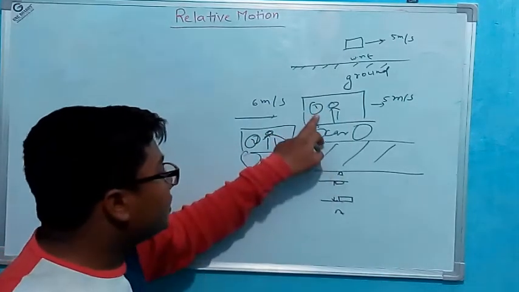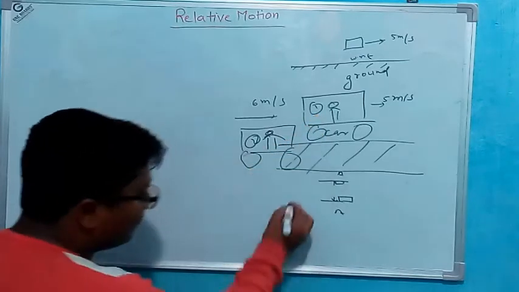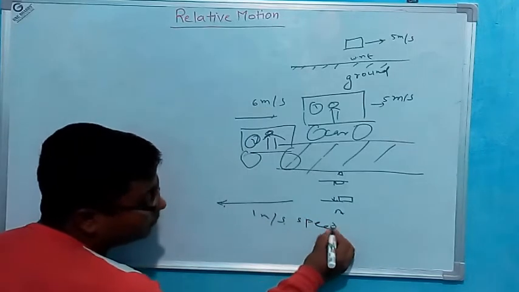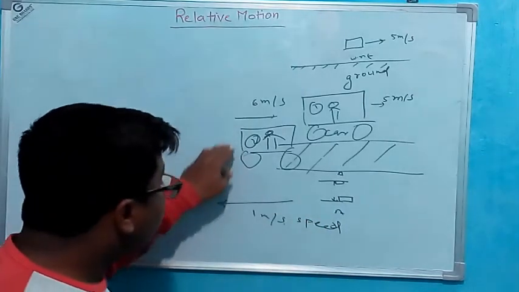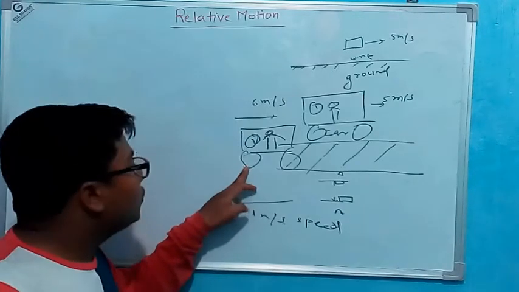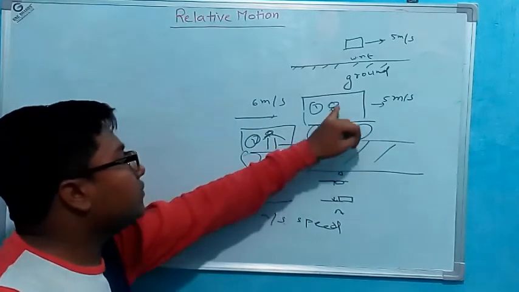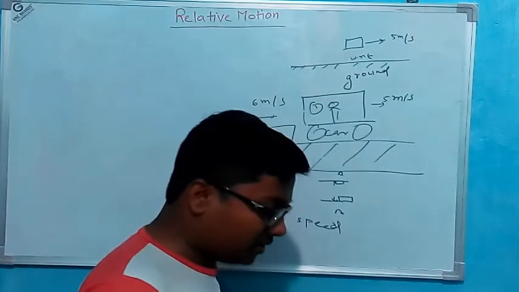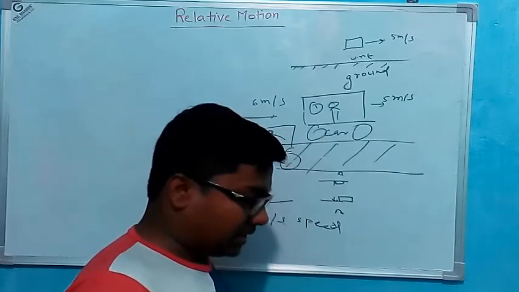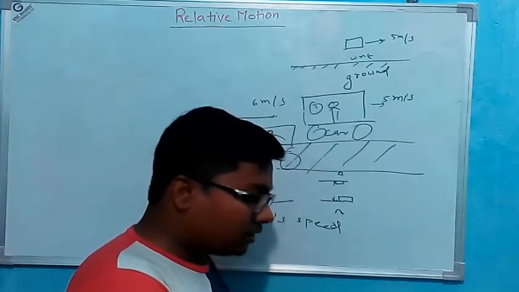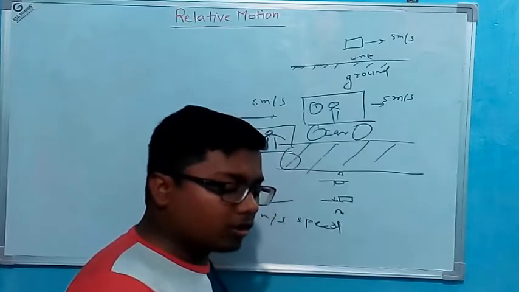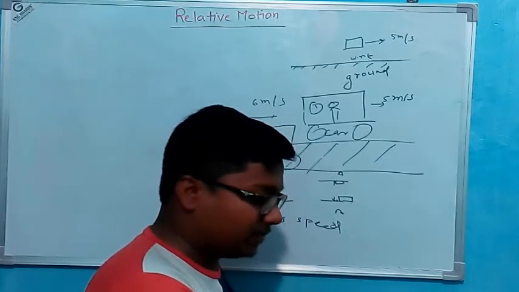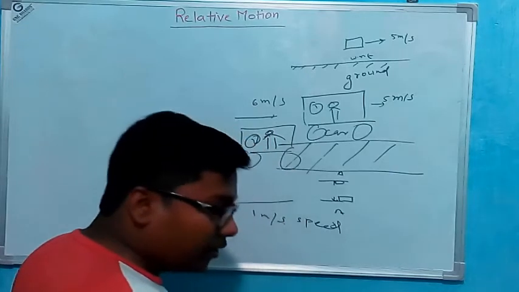Then we see that car 1 is moving backward with 1 meter per second speed. Why? Actually, the speed of car 2 is 6 meter per second and car 1 is 5 meter per second. When both are adjacent, the observer in car 1 sees that car 2 is moving forward with 1 meter per second speed, and car 1 is moving backward with 1 meter per second.